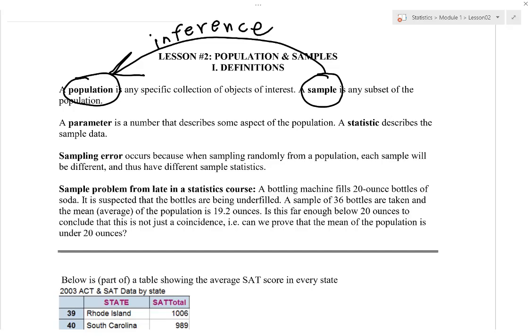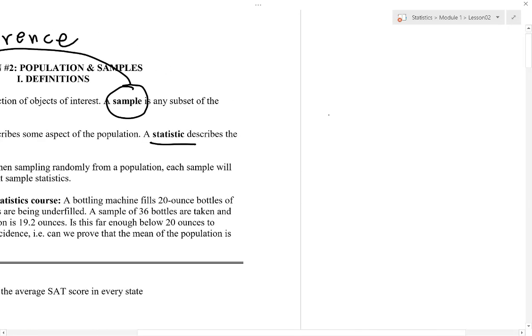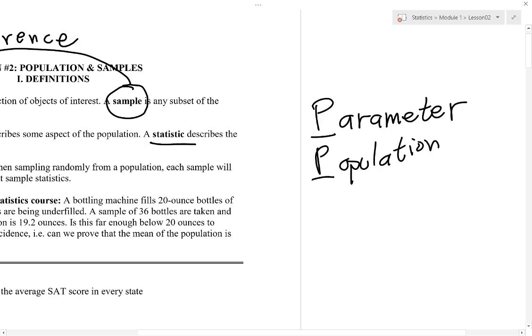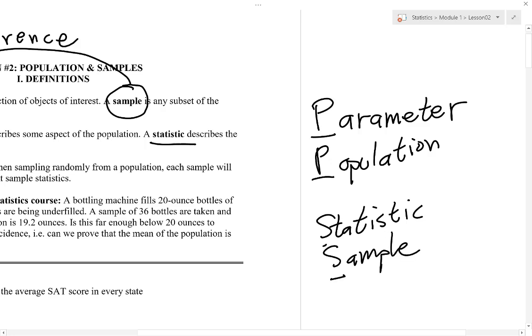Okay, so there are a couple other vocabulary terms I want to talk about here. I'm not really big on vocabulary normally, but when you see or hear a word used later, you should know what it means. So a parameter is a number that describes some aspect of the population. A statistic describes the sample data. An easy way to remember this: parameter for population, both P's, and statistic for sample, both S's. So a statistic is a calculation not of the population, but just of a sample of it.